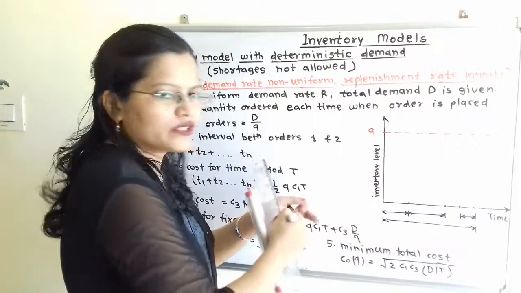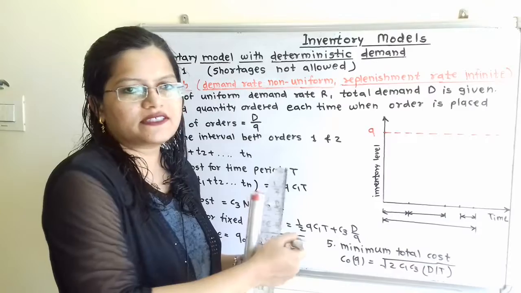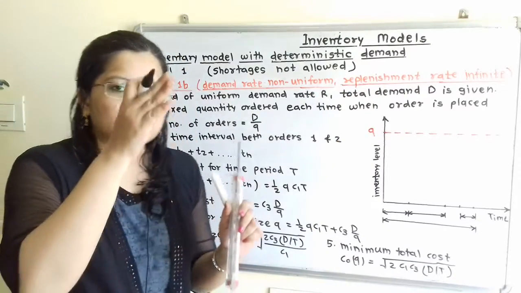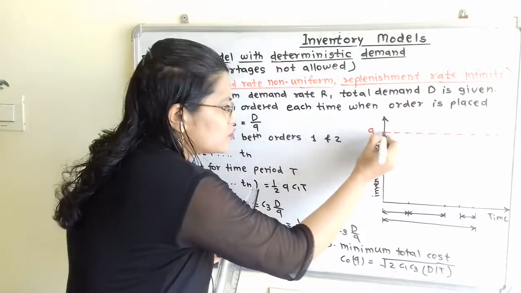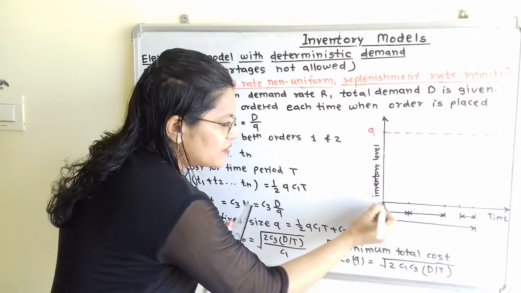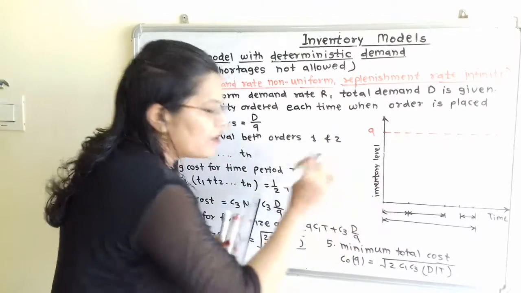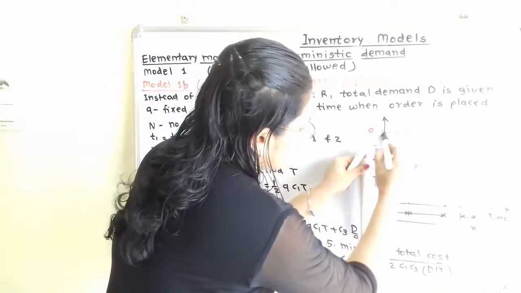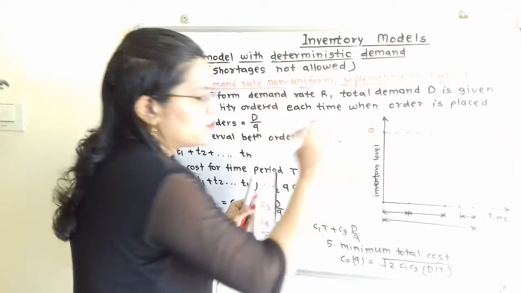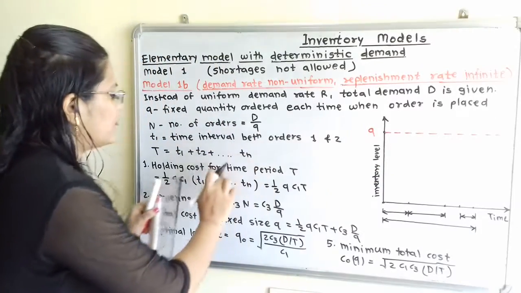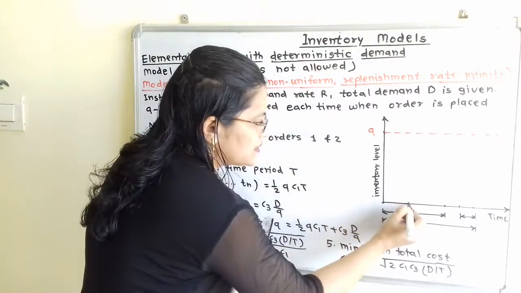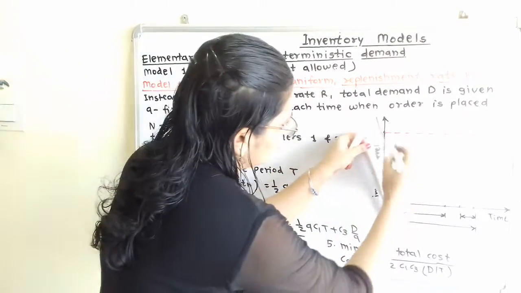First we will show order 1. How to place the order? Replenishment is instantaneous, that is, within no time the stock is filled up to this quantity Q. So for the first order we draw a vertical line, because of instantaneous replenishment. This order is filled within no time up to Q. Now we have to show the time interval T1. The second order is placed here, so we have to join these two points.